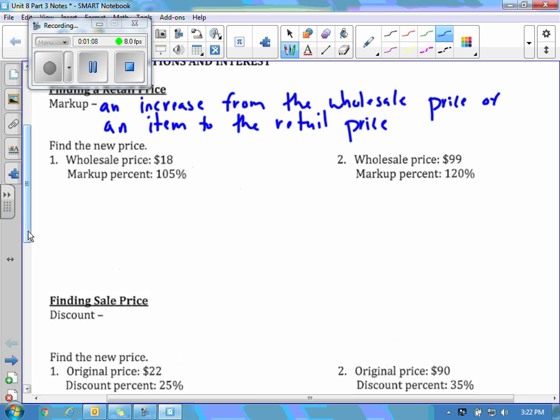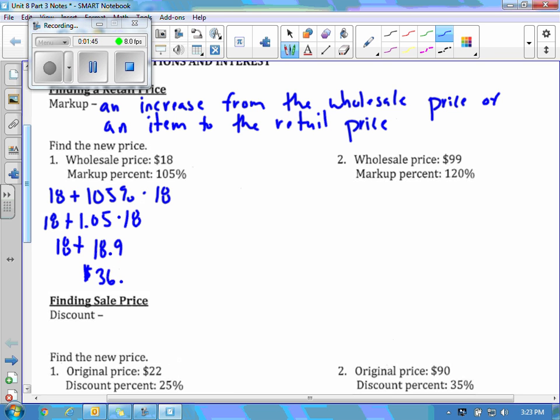We did this a little bit in Part 2. I'm going to start with my original, which is the wholesale price, and then I'm going to add my markup. My markup is 105% of that wholesale price. So 18 is wholesale, and my markup is 105% of that 18. I need to turn 105% into a decimal, which would be 1.05. Place it to the left, and I'll multiply that by 18. So I'll wind up with 18 plus 18.9. So my total, or my retail cost, is going to be $36.90.